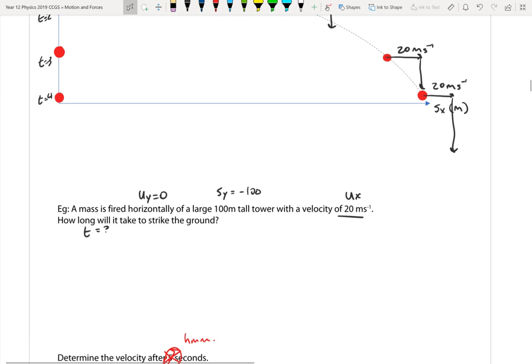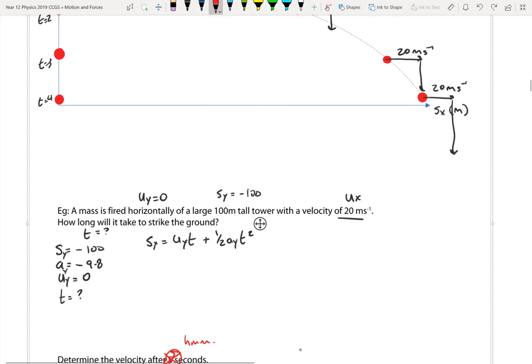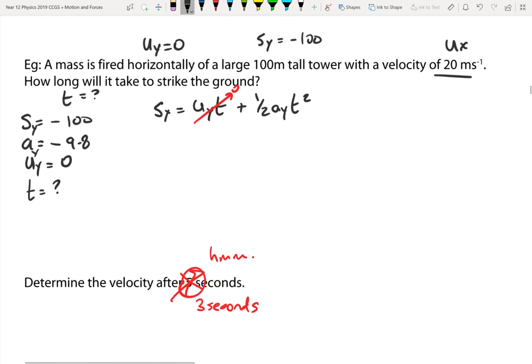So if we go to this question, we've got s equals negative 100, a equals negative 9.8, uy equals 0. In fact, remember, I keep forgetting to put in my subscripts. t equals question mark. So this is a nice equation. We know that that term goes to 0. And so if we rearrange for t, we're going to times both sides by 2.